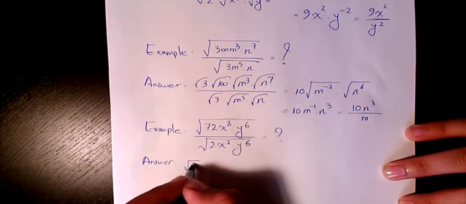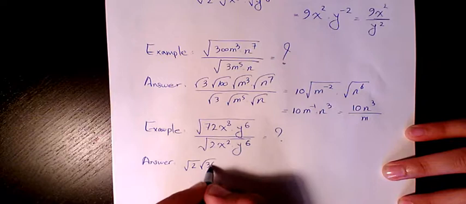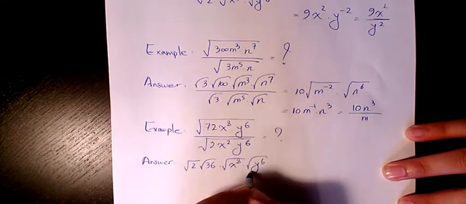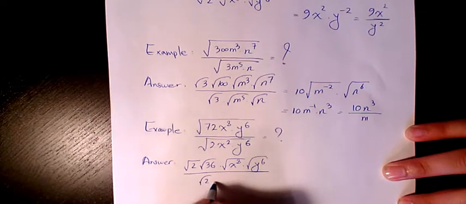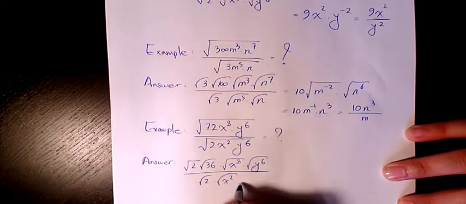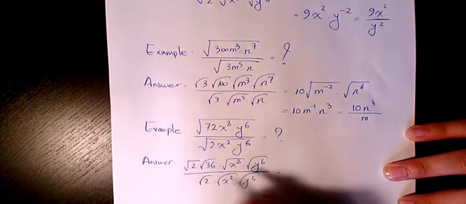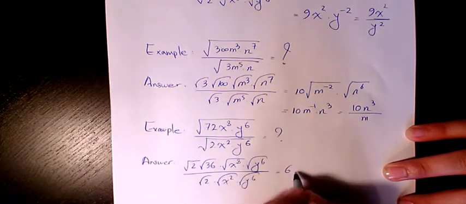square root of 72 is 2 times root 36, square root of x to the power of 8 square root of y to the power of 6 divided by square root of 2 square root of x to the power of 2 y to the power of 6. These two cancel out, and square root of 36 is 6.